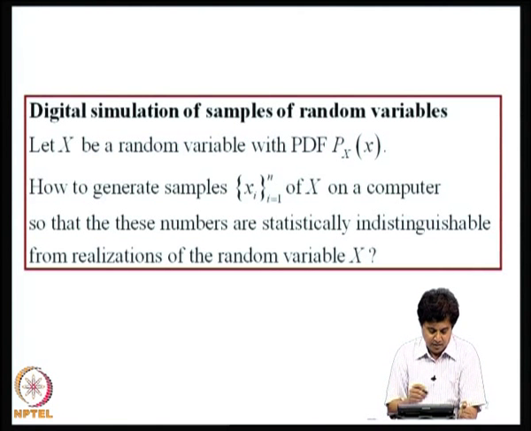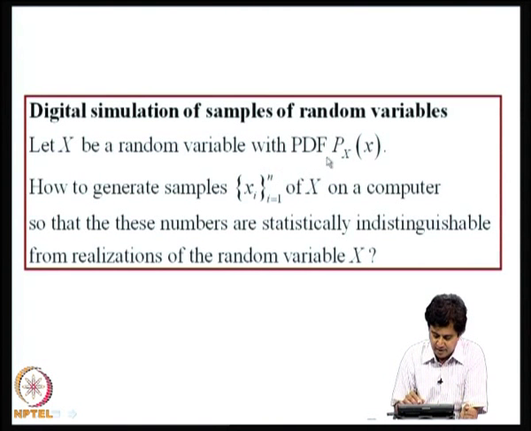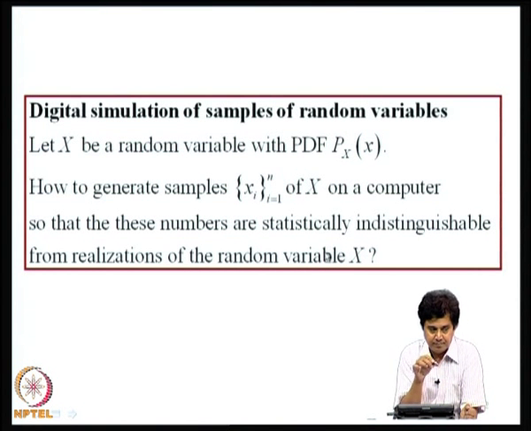So, let x be a random variable with probability distribution function Px of x. The problem on hand is how to generate samples xi, say 1 to n, of x on a computer, so that these numbers are statistically indistinguishable from realizations of the random variable x. So, that is the problem. This we have to do on a computer, not through a physical device.